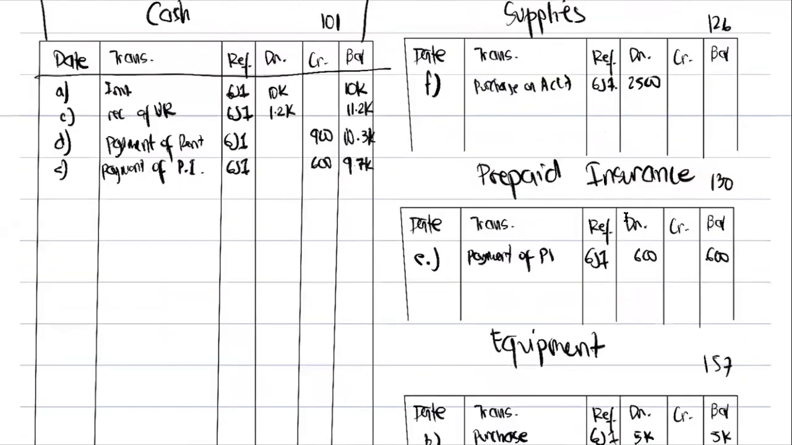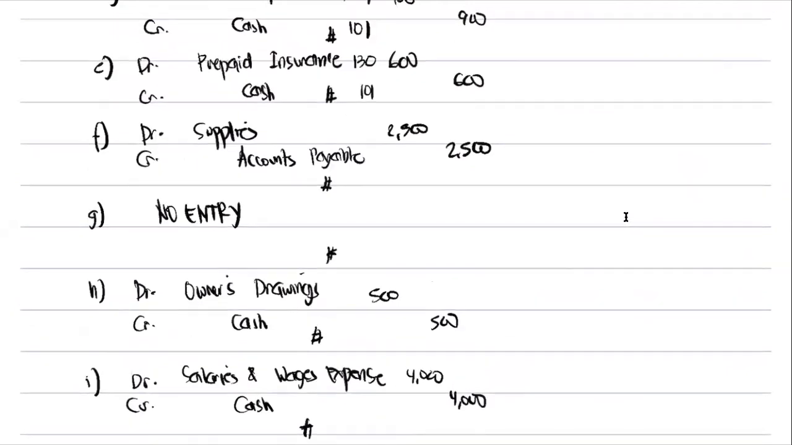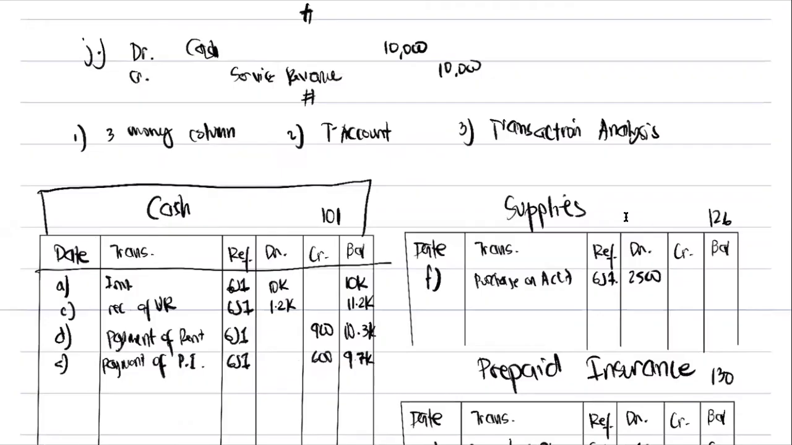Okay, so we go back to our entries. So we said supplies, what is the account number? We already posted it, 126. Accounts payable, we already posted it, 201. Letter G, no entry. Letter H, withdraws 500 cash for personal use. So we debit owner's drawing, we credit cash. So cash is 101 again.